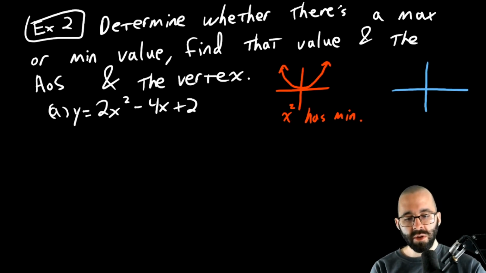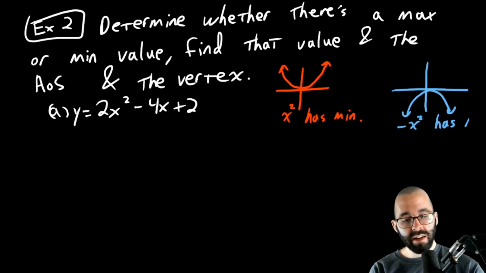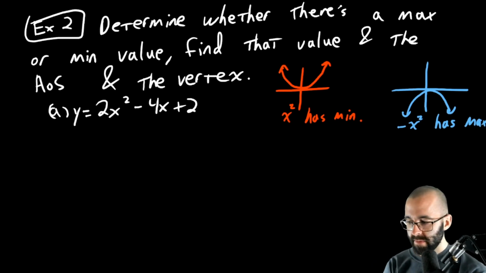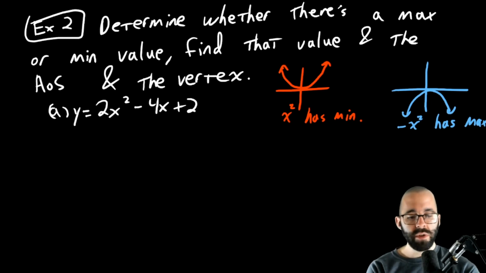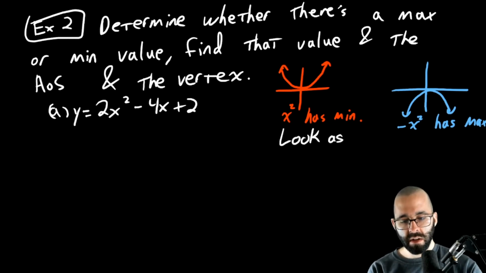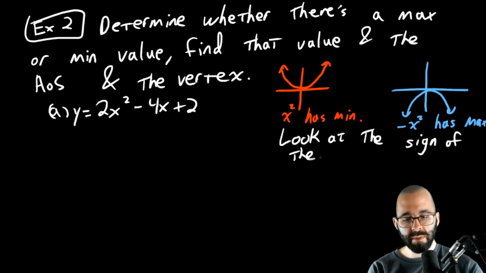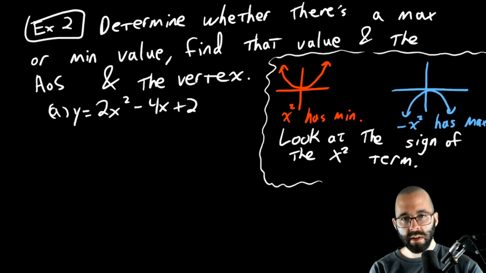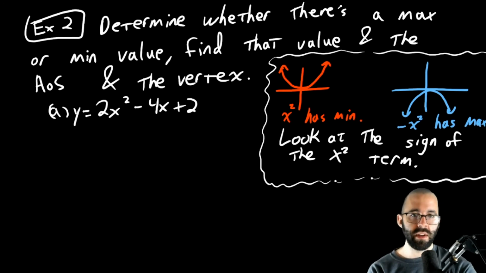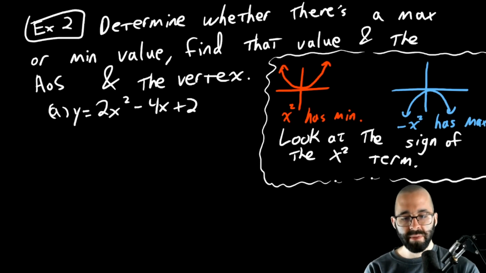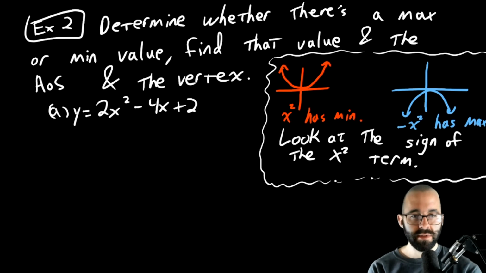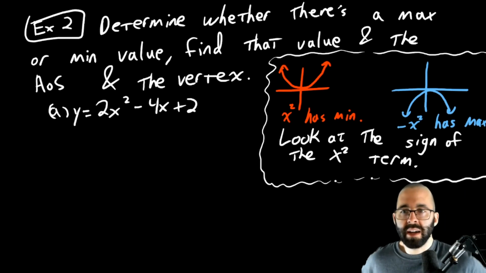If we do a vertical reflection, a reflection about the x-axis, that's negative x squared, that has a maximum. So all you do to find out whether something is a maximum or minimum is you look at the sign of the x squared term. All right, that's how we do it. If the x squared term is positive, it looks like this. It's a minimum. If the x squared term is negative, it looks like that. It's a maximum.